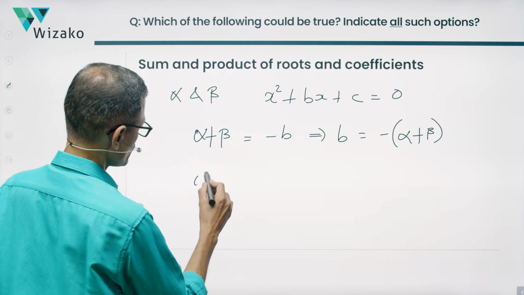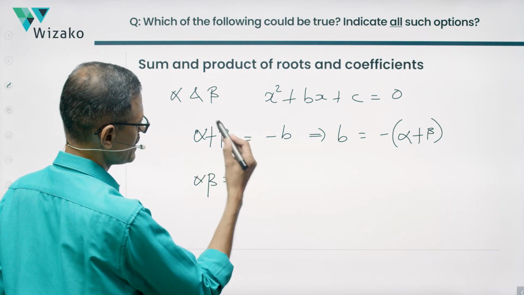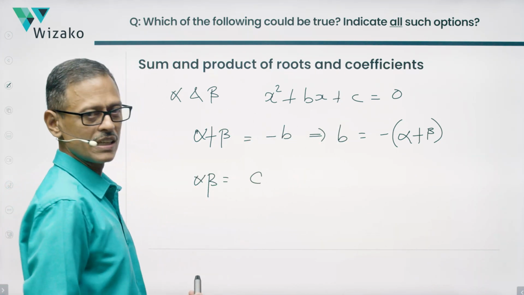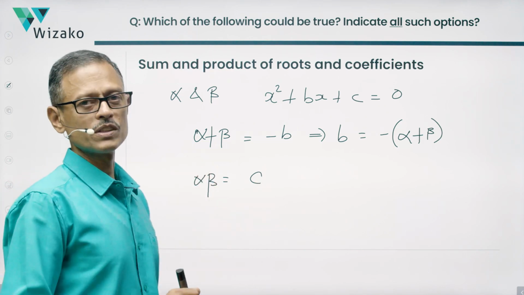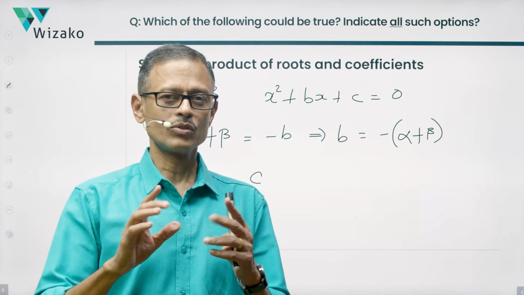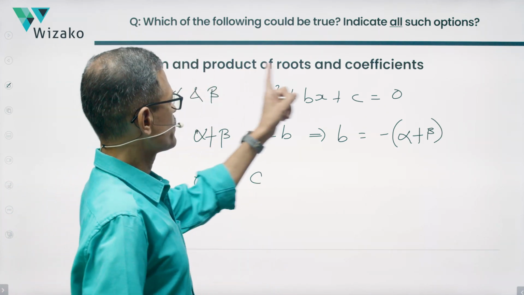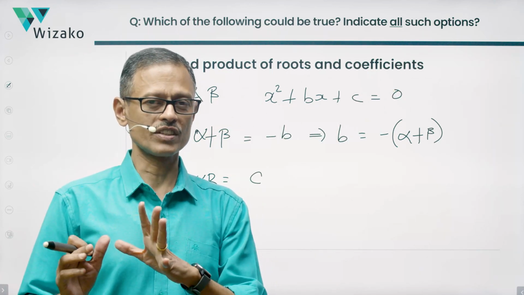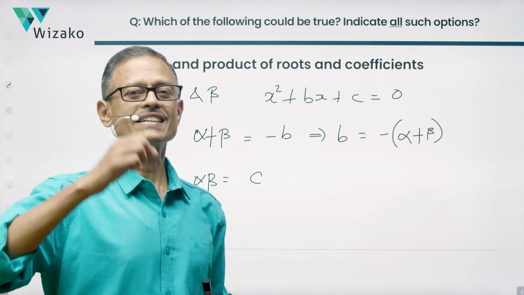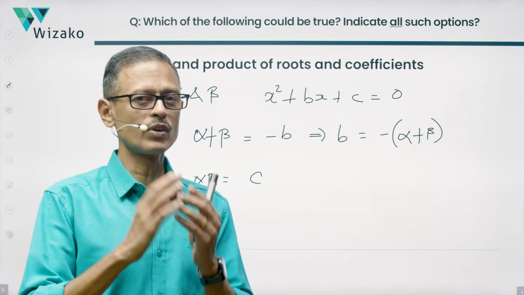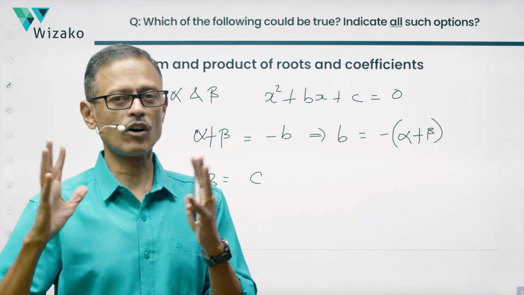Now, the product of the roots, alpha beta, is equal to c by a. For us, that's going to be equal to c by 1. So c is equal to the product of the roots, alpha beta. So this much we got clarity on from sum and product and the coefficients. What is going to be the value of b? It's the negative of the sum of roots. What is going to be the value of c? It's the product of the roots.